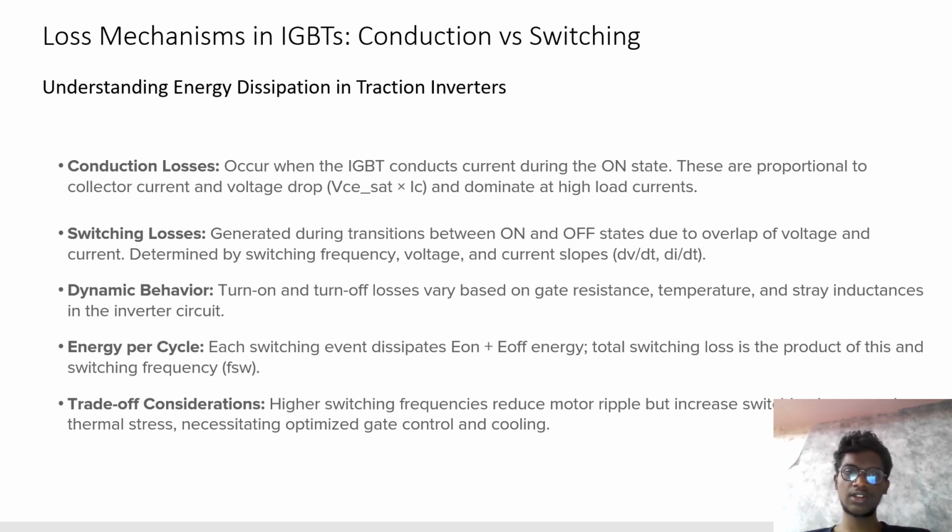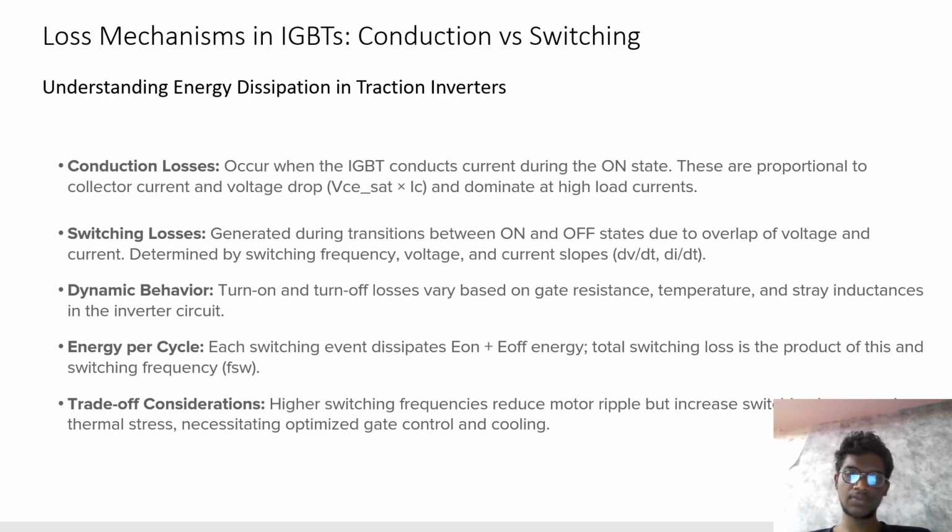Switching losses are generated during transitions between on and off states due to overlap of voltage and current, determined by switching frequency, voltage and current slopes, dv/dt and di/dt. Dynamic behavior: turn-on and turn-off losses vary based on gate resistance, temperature, and stray inductance in the inverter circuit. Energy per cycle: each switching event dissipates E_on plus E_off of energy. Total switching loss is the product of this and switching frequency f_sw.